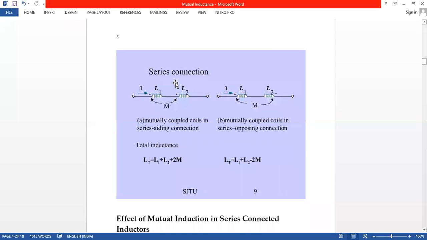Two inductors, L1 and L2. Now I am not drawing the circuit. Initially, I had drawn the circuit and bulb, everything. You can draw the symbol also.